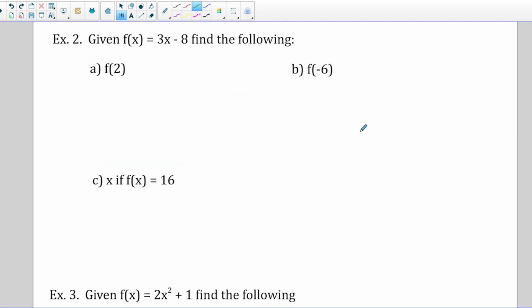So on this page, you can go ahead and try out A and B on your own. Pause the video and unpause once you're all done. We're going to explore C a little bit later on.